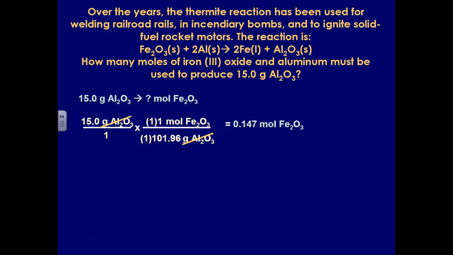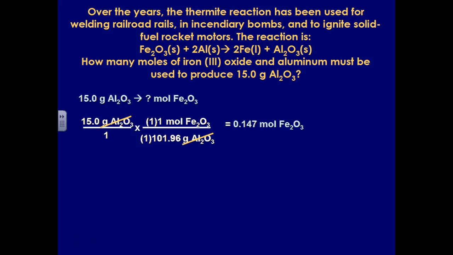The 1 mole and the coefficients do not affect my sig figs. Those are exact values. Those are defined quantities. While the molar mass, as well as the mass of the aluminum oxide that I started with, are measured quantities, and so we need 3 sig figs in our answer, 0.147.